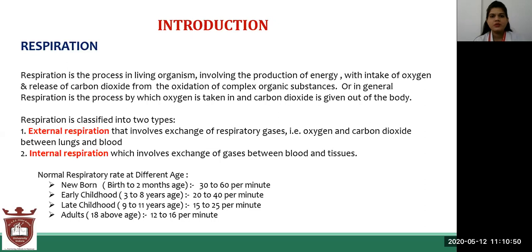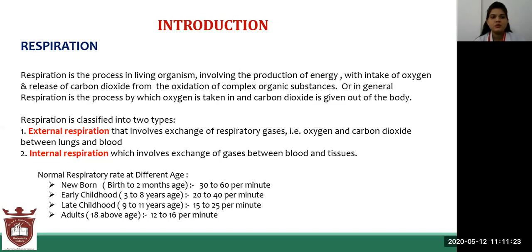Before going to the mechanism of respiration, I would like to include a short note about respiration. As you all well know, respiration is the process in living organisms involving the production of energy with intake of oxygen and release of CO2 from the oxidation of complex organic substances. In general, we can say that respiration is the process by which oxygen is taken in and CO2 is given out of the body.